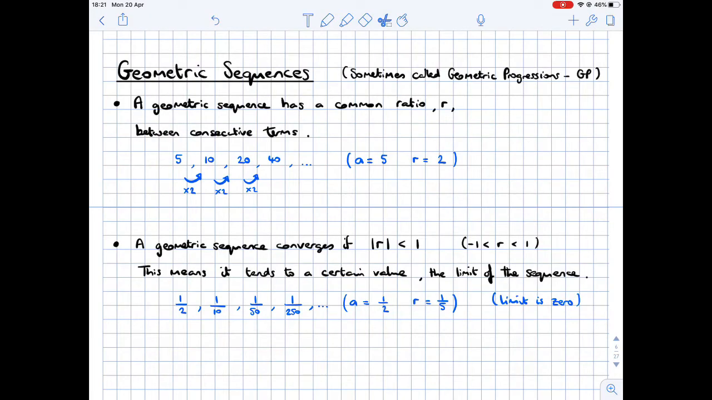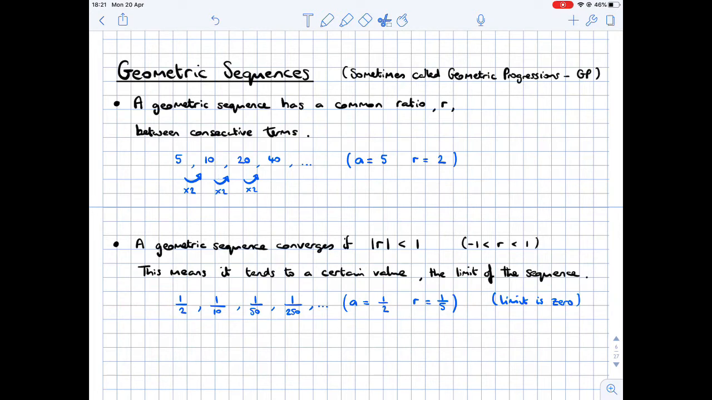Geometric sequences. Sometimes they're called geometric progressions, or you may even see them written as GPs. A geometric sequence has a common ratio, denoted by the letter R, between consecutive terms. This means to get from one term to the next, we multiply by the common ratio. In this example, we're multiplying by 2 on each occasion.